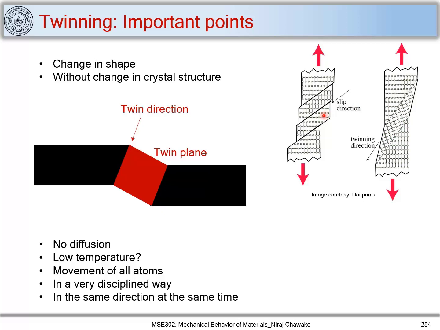We'll be looking at when slip and twinning occur. We'll see what are the external parameters by which slip and twinning get affected. And the competition between slip and twinning we'll also be looking at.